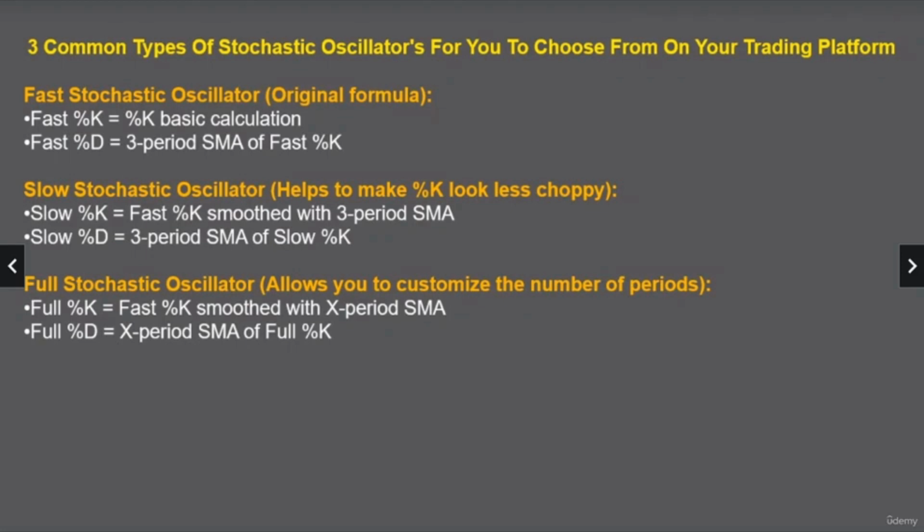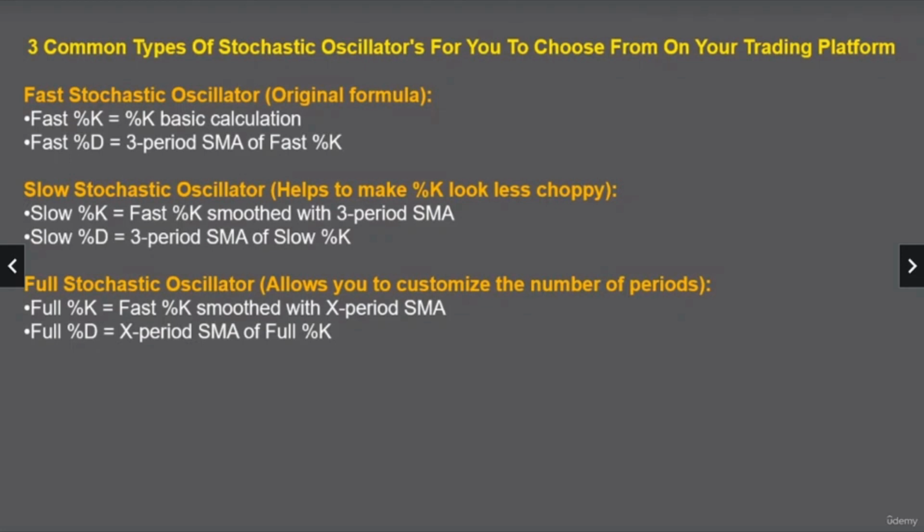Then you can choose something like a slow stochastic oscillator, which will help make your percentage K look a little less choppy. It smooths out even more. And you can see how the formula changed a little bit more. They added a smoothing with a 3-day period SMA built right into the percentage K, and then compared that to the 3-period SMA of the slow K. This 3-day SMA is basically the slow percentage D. So what you're really getting with the slow one is a little bit less choppy lines. If you see them a little bit choppy and you want to smooth them out a little bit more, then you could use a slow stochastic oscillator.